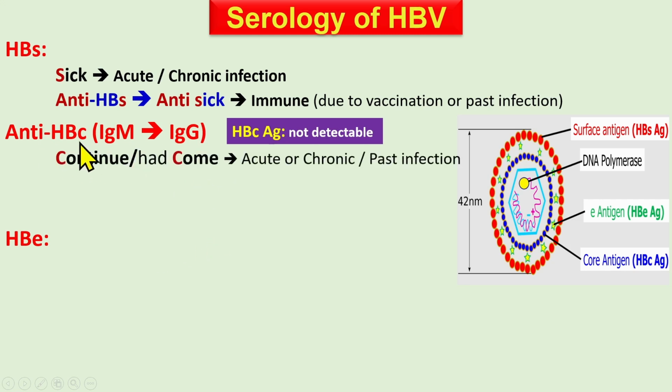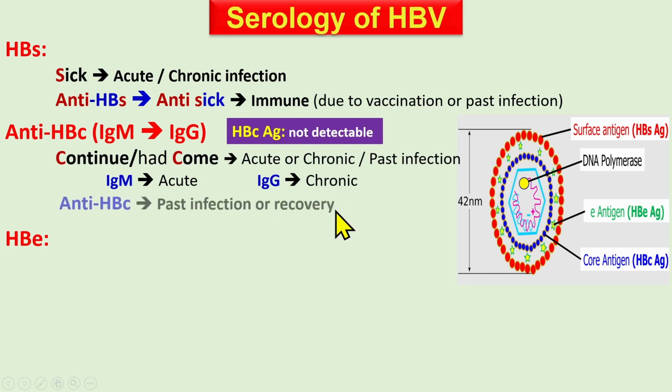C represents, as a mnemonic, you should remember "continue" or "had come". Continue, if the infection is continuing, or had come, if the infection has come in the past. So whether it is acute, chronic or past infection, anti-HBc is positive. If IgM it is acute, if IgG it is chronic. Anti-HBc also indicates past infection, or the patient has undergone the recovery phase.